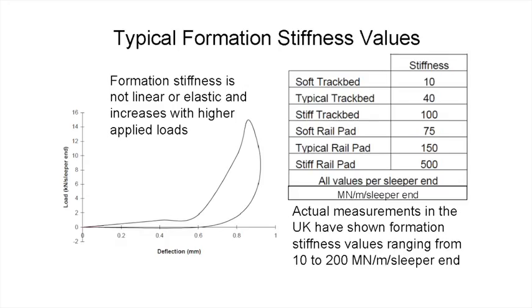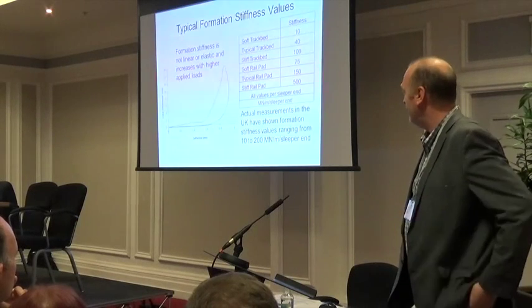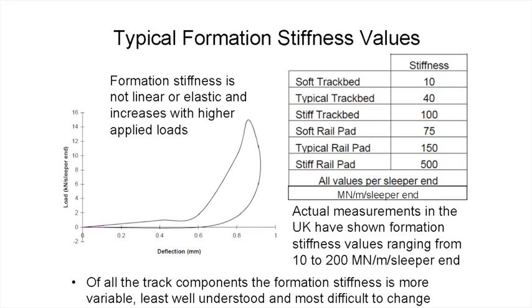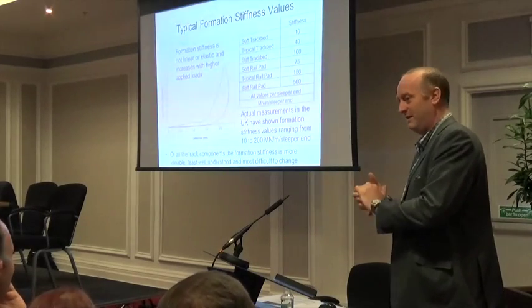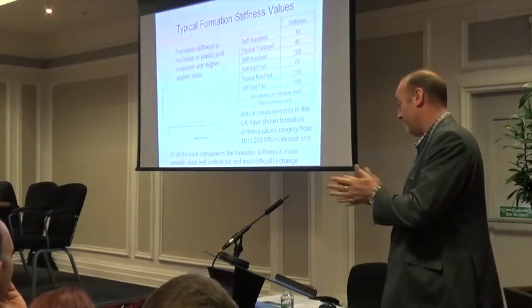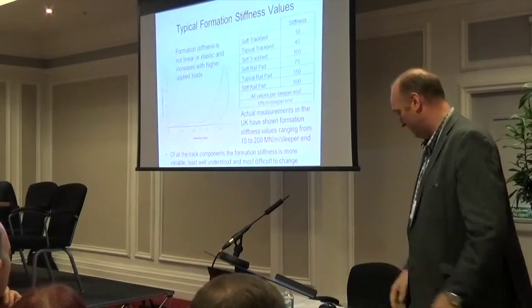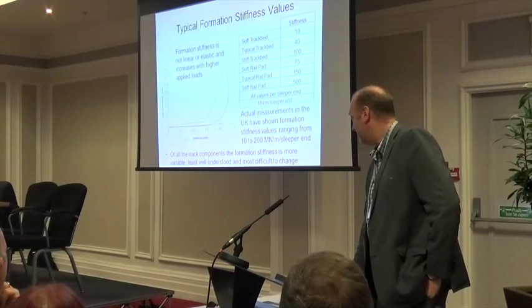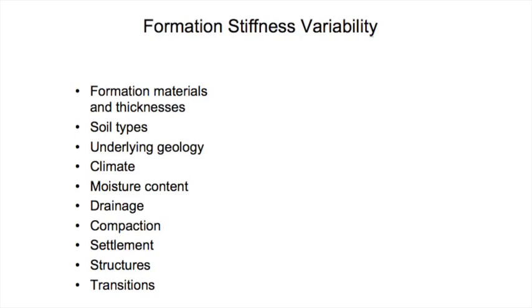We've got values, certainly we've actually measured physically in the UK for formation anywhere between 10 and 200 meganewtons per metre per sleeper end. You can see a big range there. And at the end of the day, probably formation stiffness is the most variable, probably the least well understood, and as Peter shows there, not the easiest to change. If we're going to try and change formation, it's a lot of work, particularly either during construction, but also as a maintenance activity afterwards. So a very important part of the system, but perhaps less well understood and controlled.